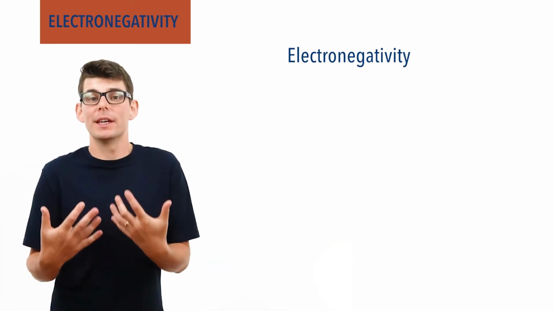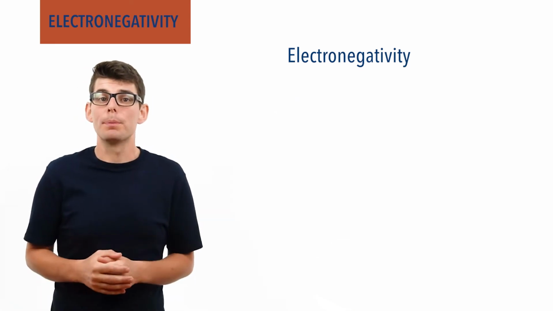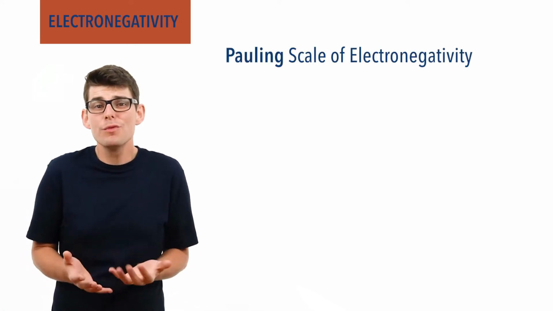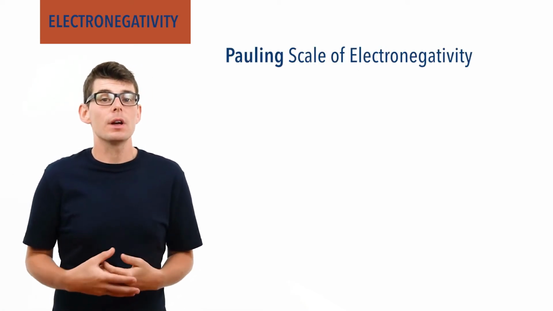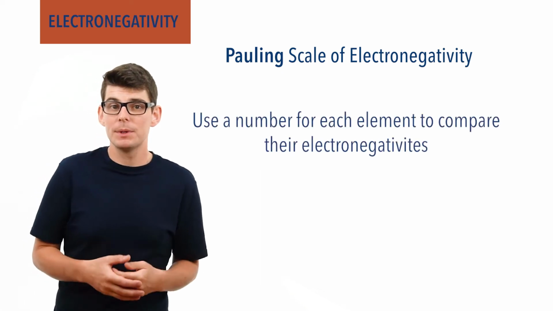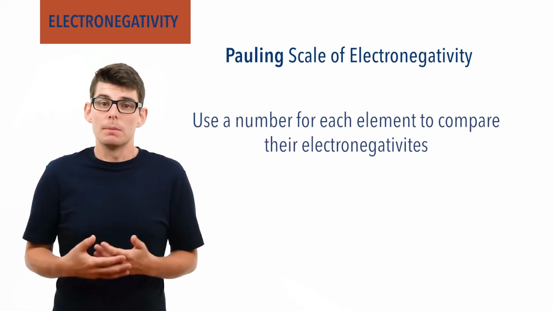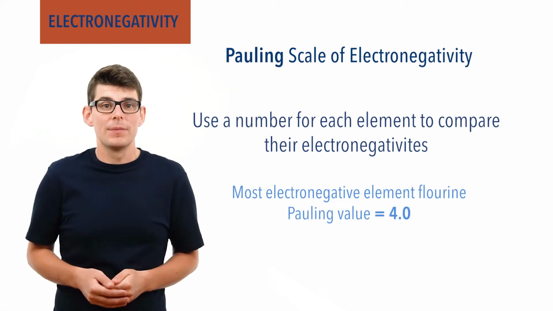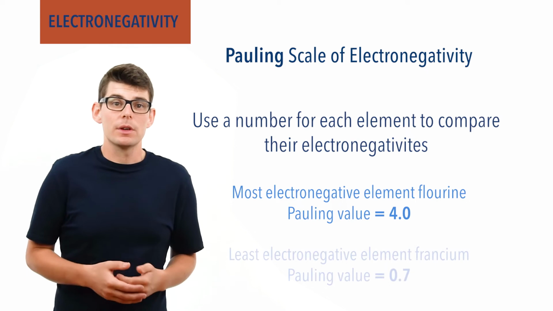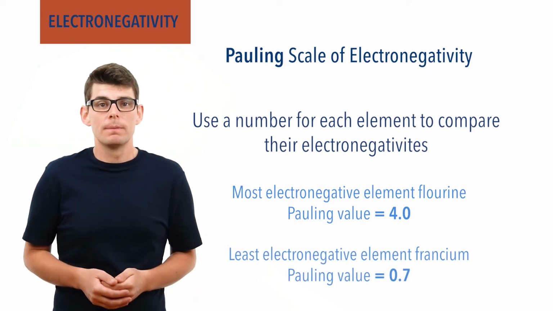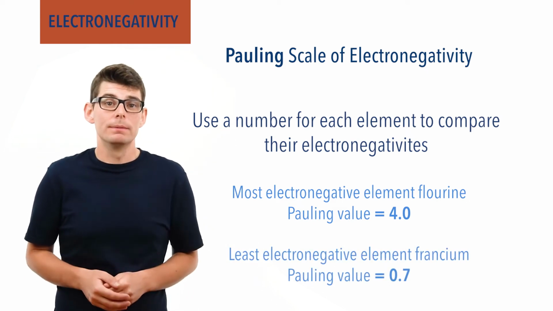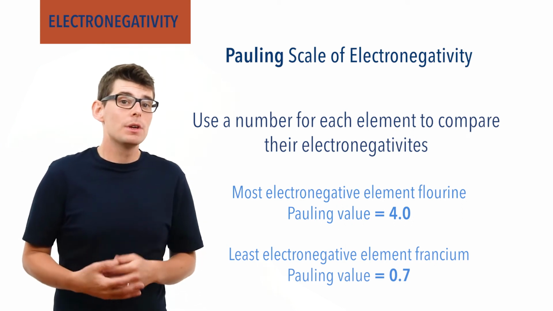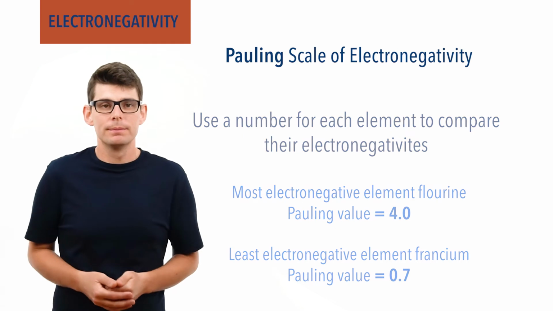To help with electronegativity, we use a scale called the Pauling scale of electronegativity. At this level, all you really need to know here is that we describe the relative electronegativity of an element with a number. The most electronegative element, fluorine, has a value of 4.0, and the least electronegative element, francium, 0.7. Everything else is in between. In short, high number means high electronegativity, and low number means low electronegativity.